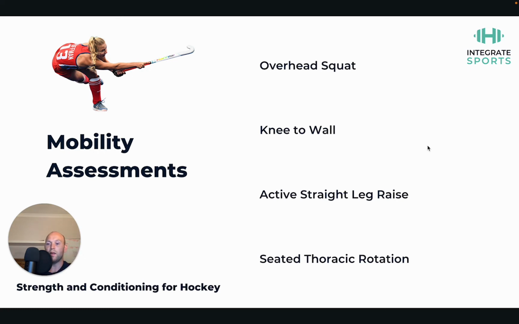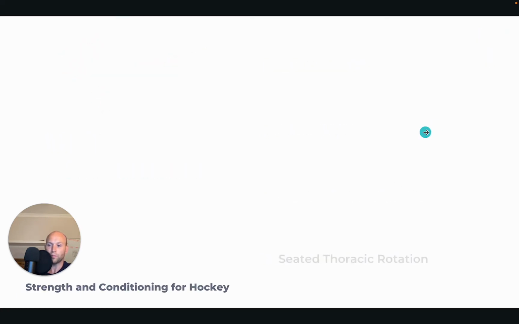As I say, the final bit of this section is going to be you evaluating which of these ones you currently use, if any, which ones you think you'd be good to start using, and in the end, which ones you're going to implement in your own program. So in this mobility assessment part, we have overhead squats, a knee to wall assessment, an active straight leg raise, and a seated thoracic rotation.